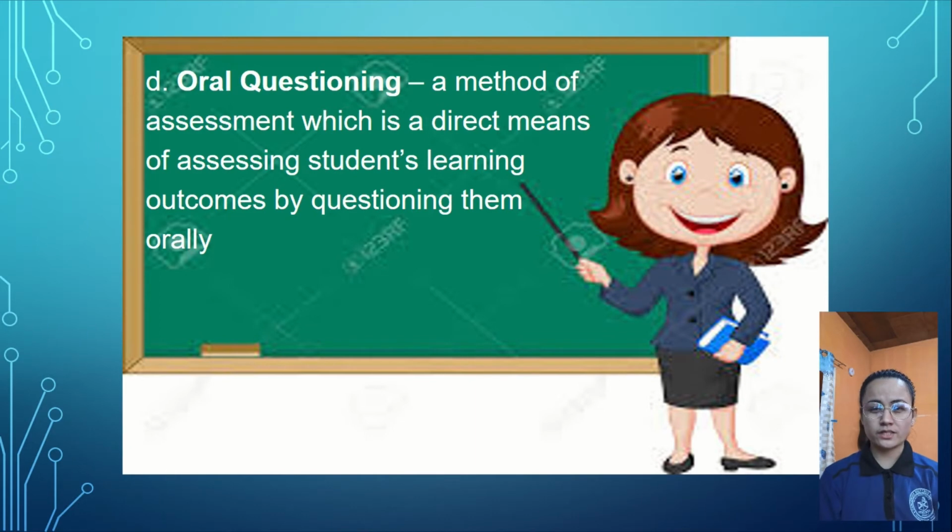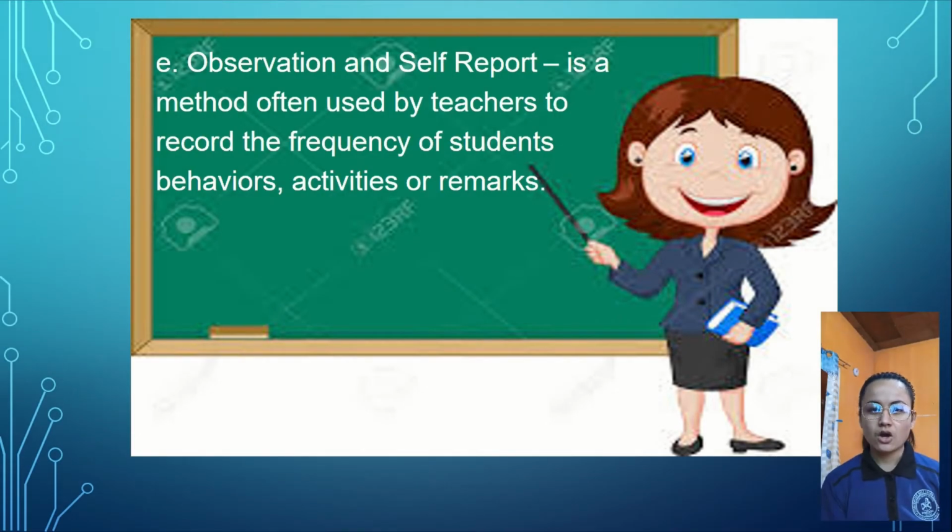Next is oral questioning. The objectives of this assessment are to test the student's stock knowledge and to determine the student's ability to communicate ideas in coherent verbal sentences. Lastly, observation and self-report are useful supplementary assessment methods when used in conjunction with oral questioning and performance tests.